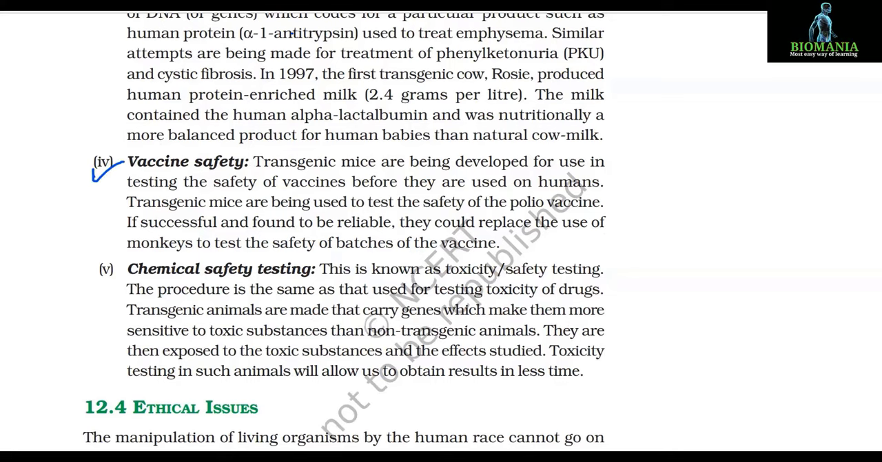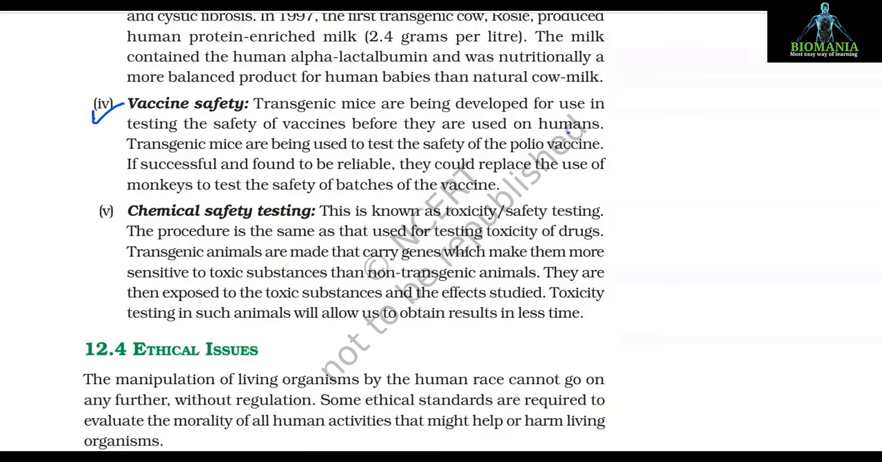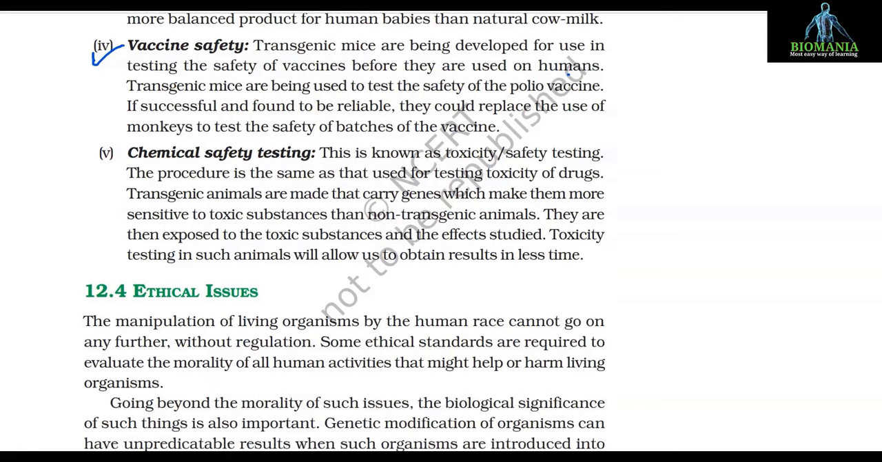Number 4, vaccine safety. Transgenic mice are being developed for use in testing the safety of vaccines before they are used on humans. Transgenic mice are being used to test the safety of the polio vaccine. If successful and found to be reliable, they could replace the use of monkeys to test the safety of batches of the vaccine. Number 5, chemical safety testing.